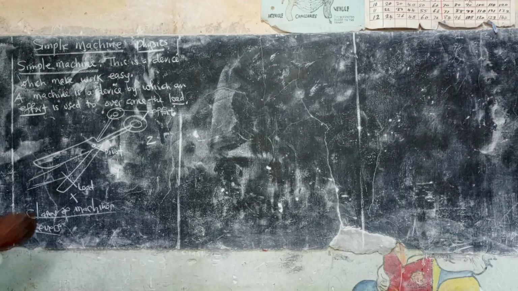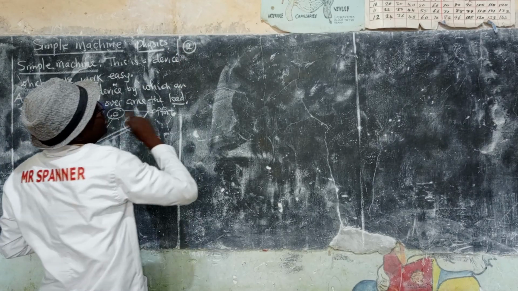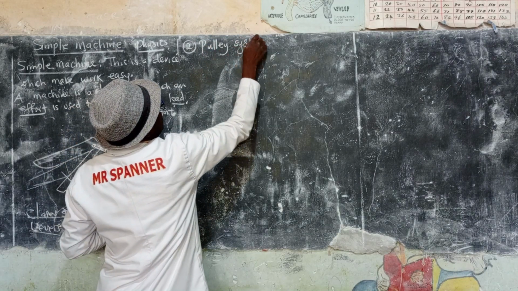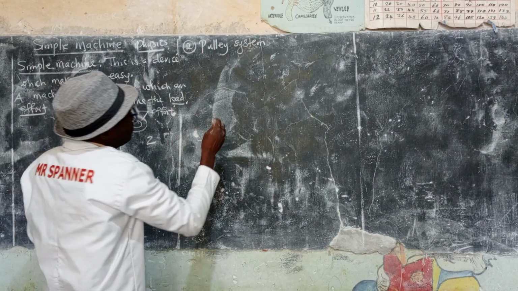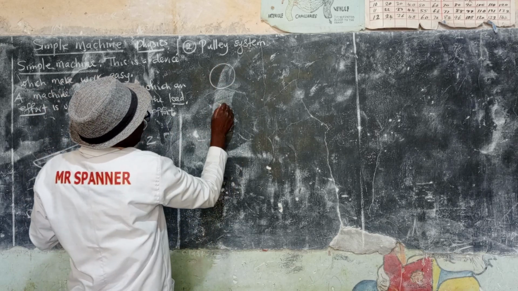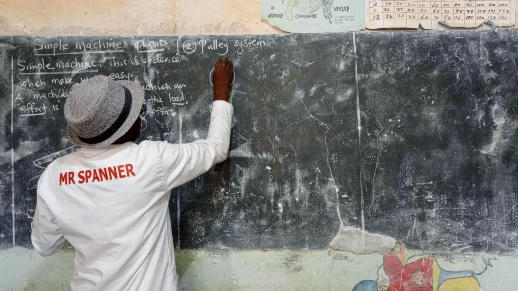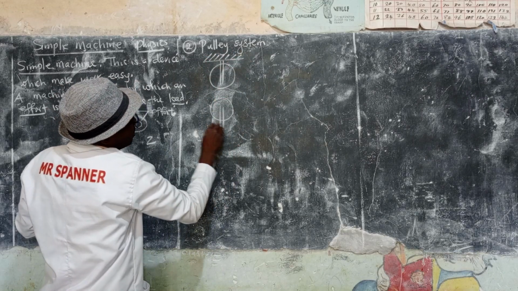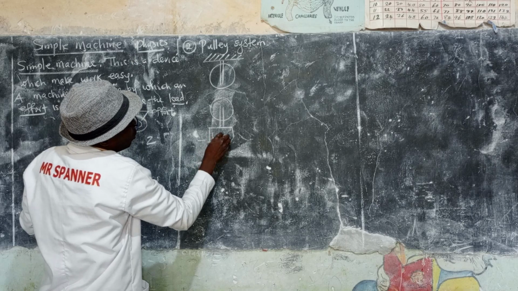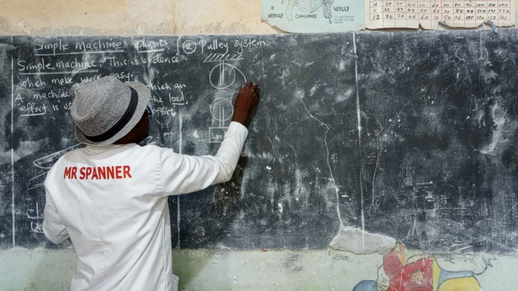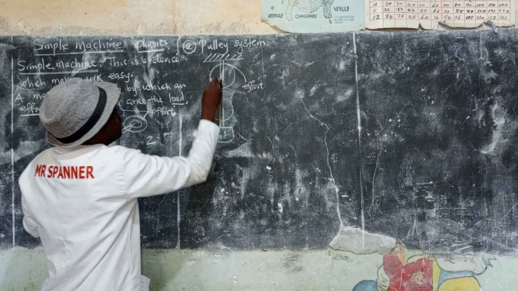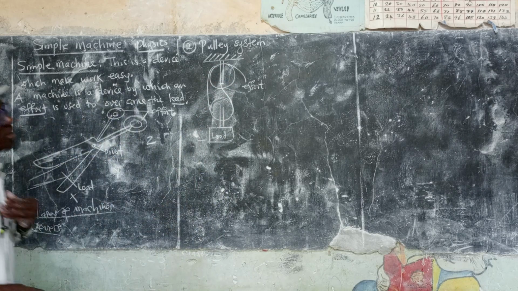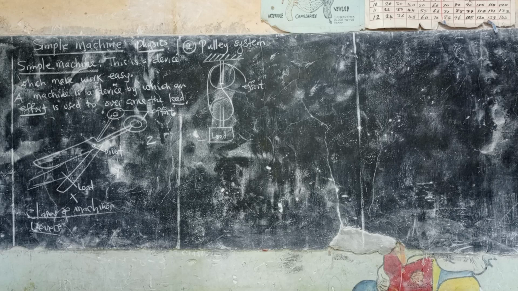Then apart from that, the second class of machines is what you call a pulley system. The pulley system has a wheel at the top. So then from there we're going to have something like this. Then upper, then load. The load is here, and the effort is applied here. The rope goes like this. So this is what you call the pulley system.